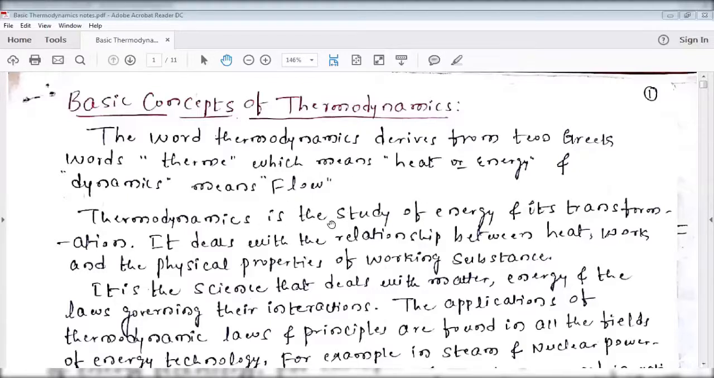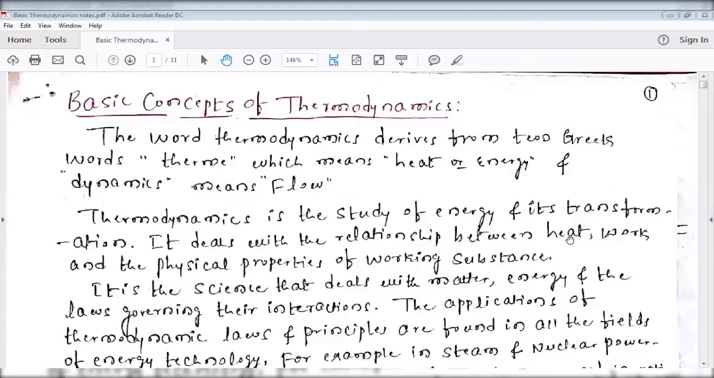Next, thermodynamics is the study of energy and its transformation. It deals with the relation between heat and work. Already you know, heat and work are different forms of same entity called energy. Heat is a form of energy, work is also a form of energy. We can transform one form of energy into another form of energy. We can transfer heat into work, and also we can transfer work into heat.